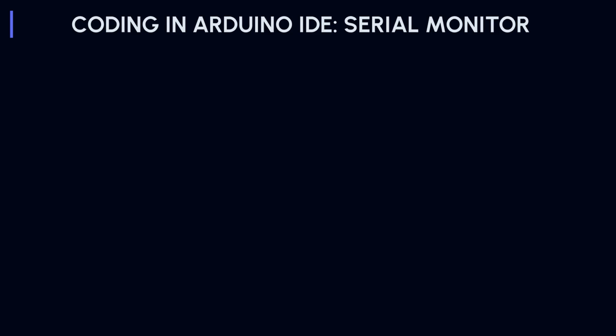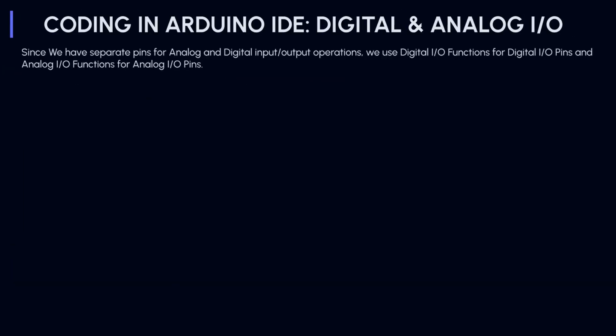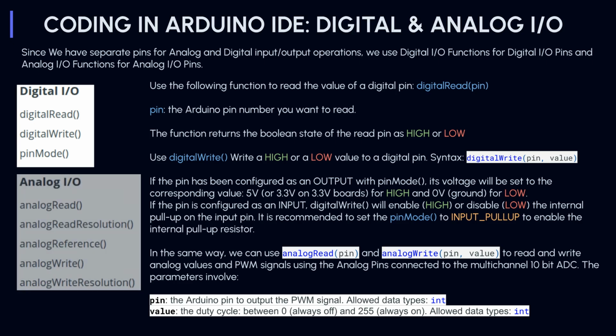The serial monitor is crucial for communication and debugging. Use Serial.begin(baud) to initialize serial communication and make sure the monitor's baud rate matches the code setting. When dealing with digital and analog I/O, we use dedicated functions. Digital I/O pins use digitalRead and digitalWrite, while analog I/O pins use analogRead and analogWrite.